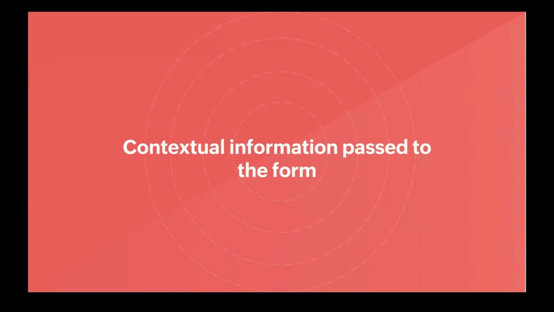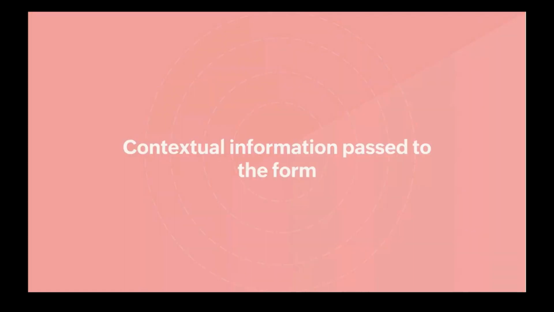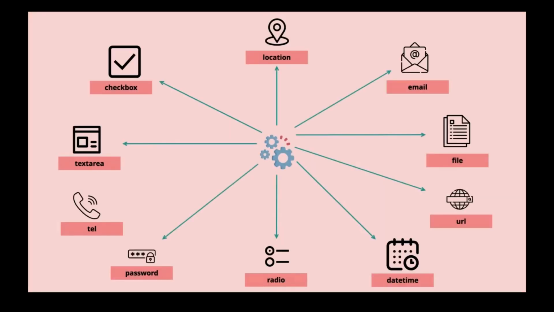Move on and take a look at the contextual information that is passed to the implementation of the form that makes it dynamic. So there are a lot of different contextual data that are passed to the implementation of the form controller, and I've listed a few on the screen for you. So we have inputs like location, email, radio, password, telephone, text area, checkbox. We have hidden, we have dynamic select. We have all of these different options available as inputs for your form controllers. So checkbox fields allow users to select one or more options from the list of options provided.